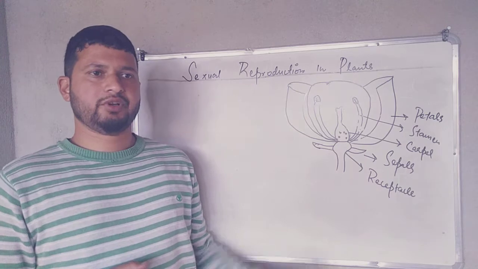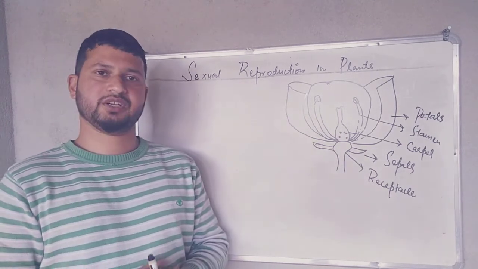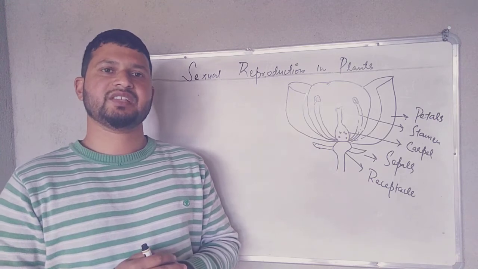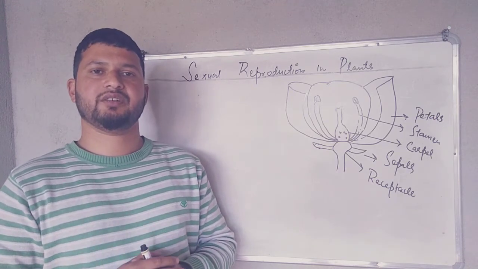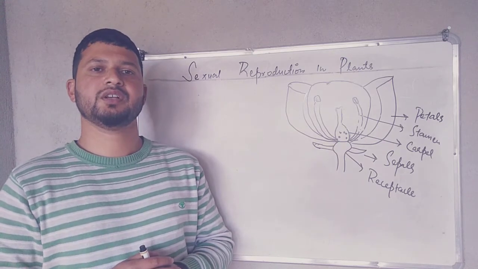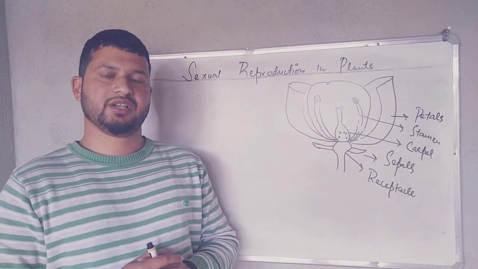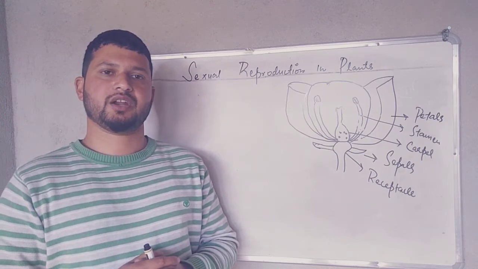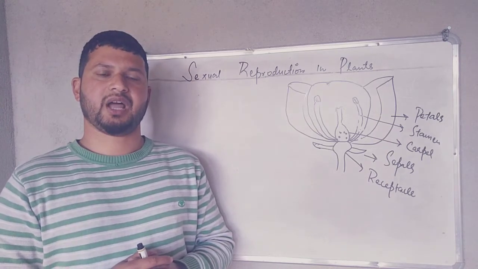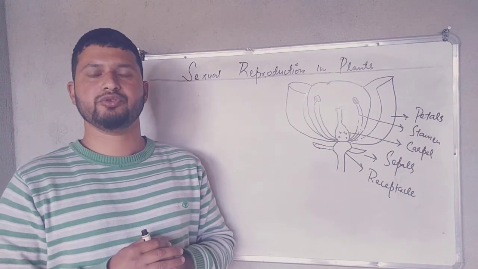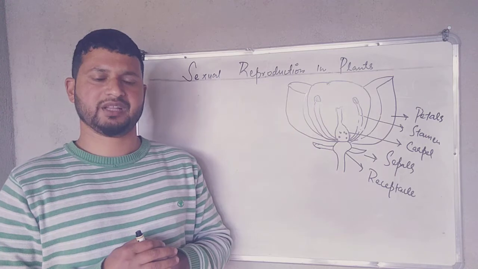In this video, I will teach you about sexual reproduction in plants. The plants in which the sex organs are present in the flowers and the seeds are enclosed within the fruits are known as angiosperms. And these angiosperms are commonly known as the flowering plants. These flowering plants, or angiosperms, reproduce by the sexual reproduction method.